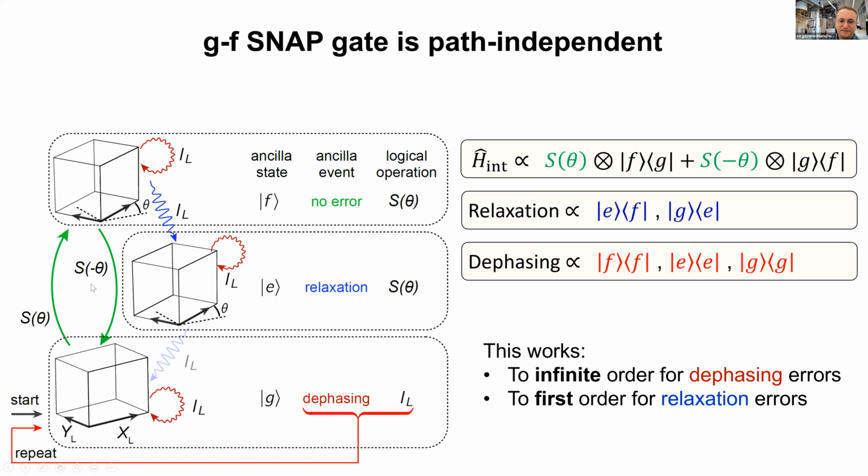And this still holds no matter how many times the environment projects you onto one of the ancilla eigenstates. Right? Suppose you have this S theta, and then the environment projects you to F, which is the identity operation on the logical qubits. And then you go back. Well, this still gives you the identity, so we're good. And if we measure E, there's only one trajectory that can get us there, and that's a successful snap gate followed by relaxation.